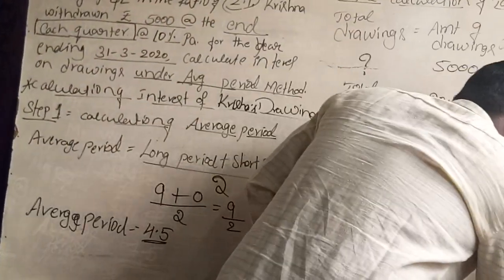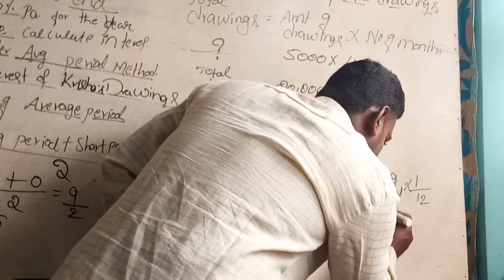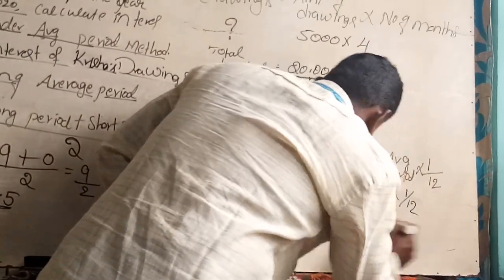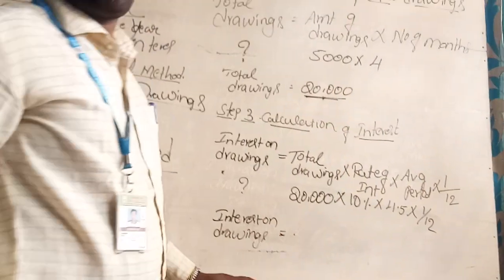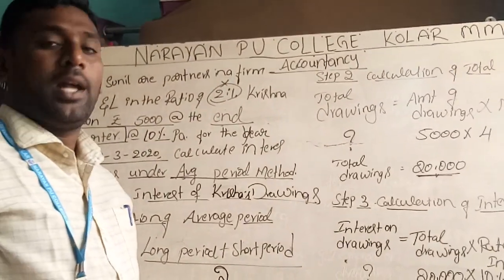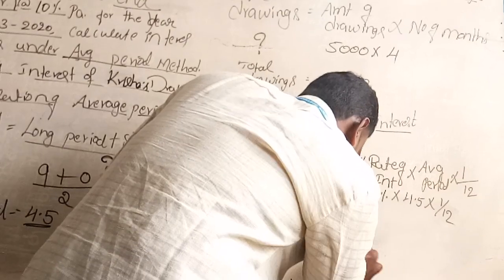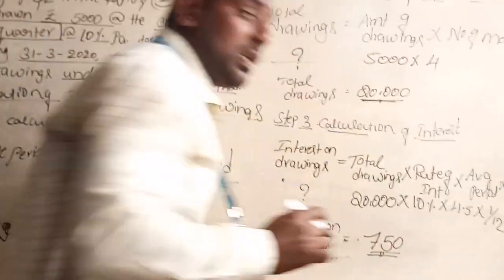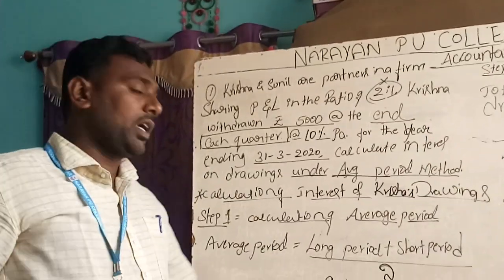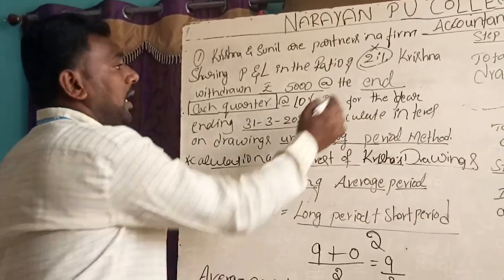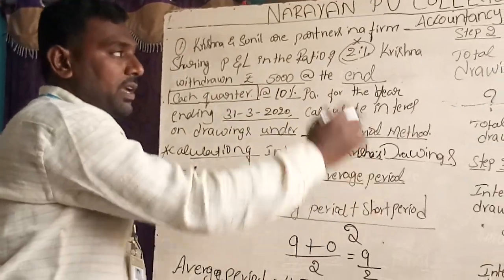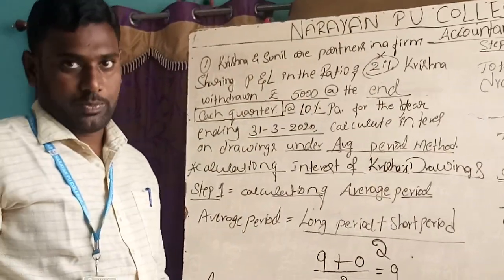4.5 is the average period into 1 divided by 12. Therefore, by simplifying this, we get the interest on drawings as 750 rupees. So in this manner we have to calculate it. If the partner withdraws at the end of the quarter, we have to calculate according to 3 steps only.